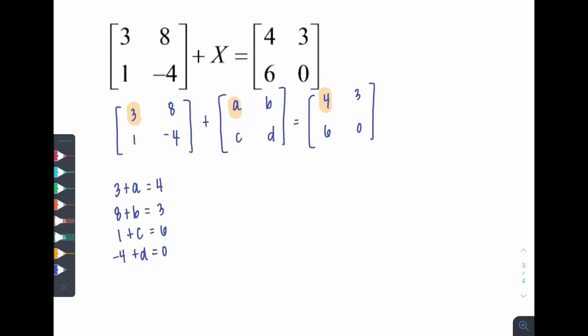And then we solve each of those. So go ahead and find A, B, C, and D on your own. You should have got 1, -5, 5, and 4. So then big X is equal to 1, -5, 5, 4.